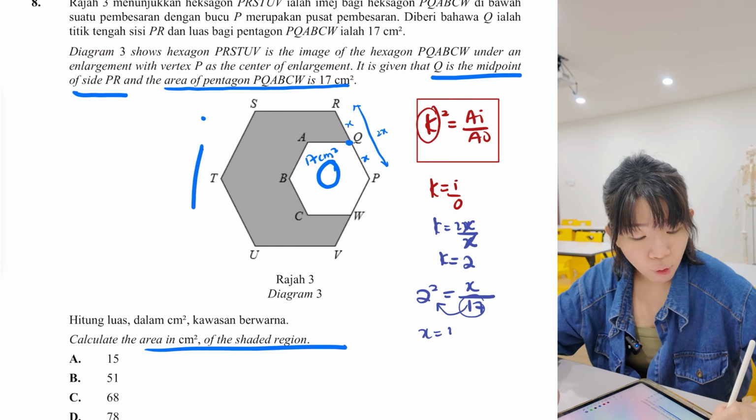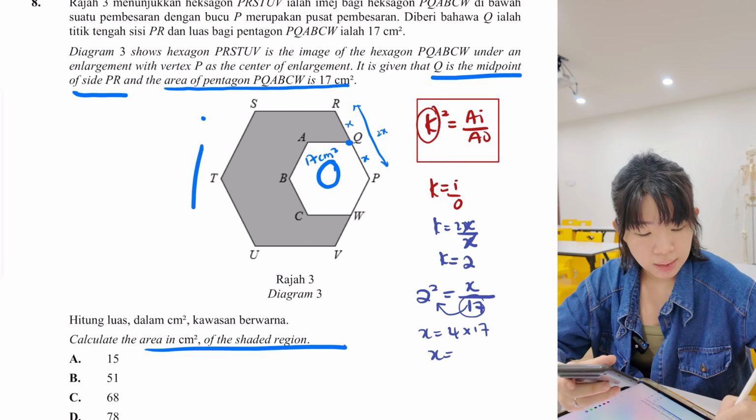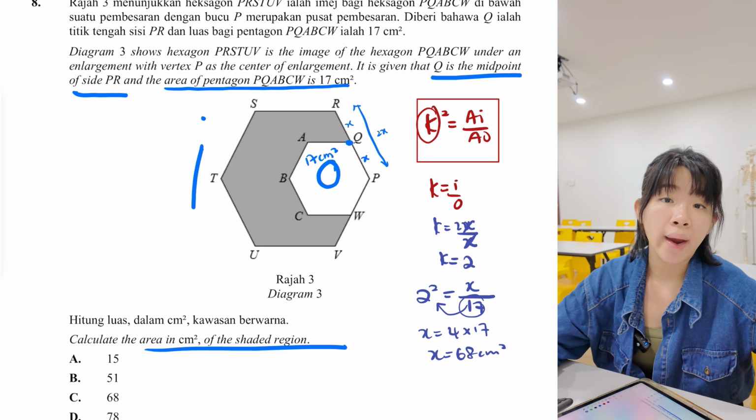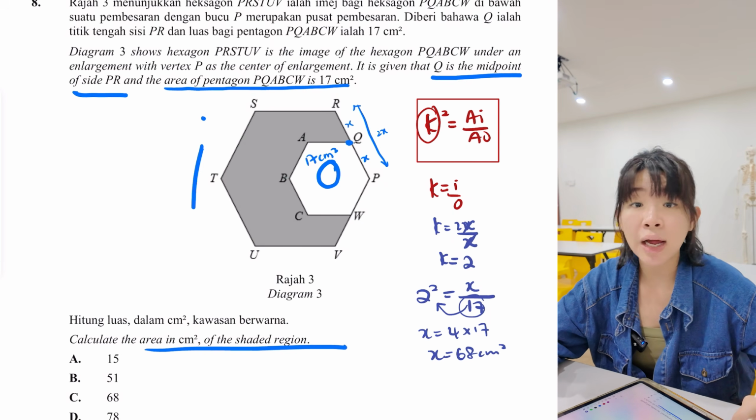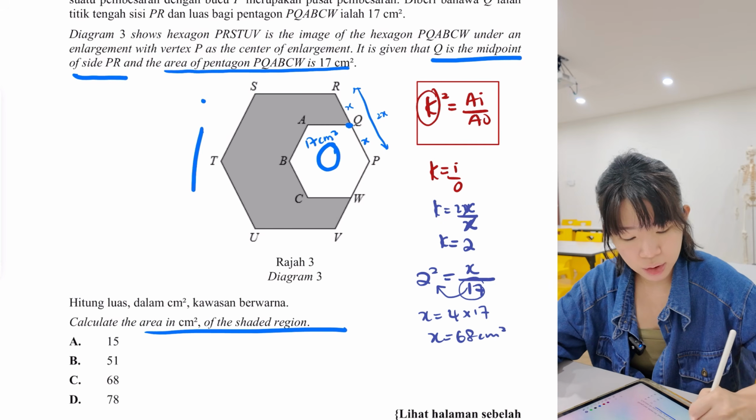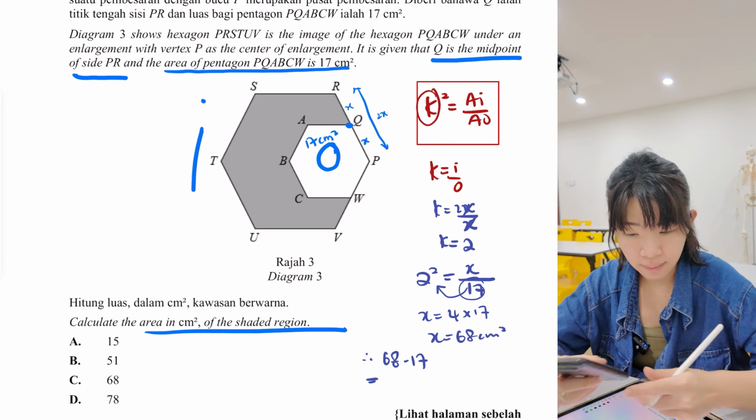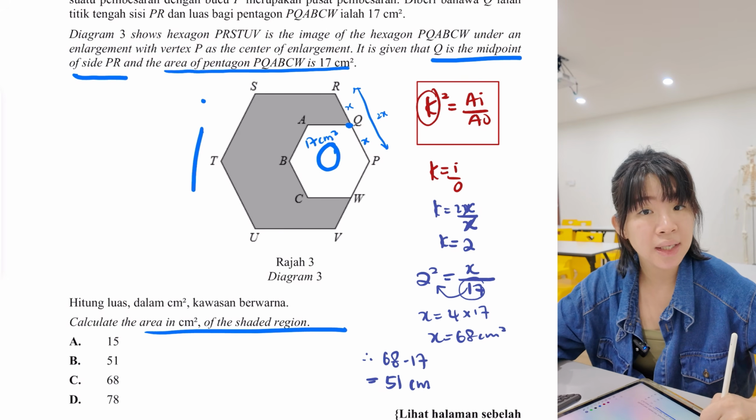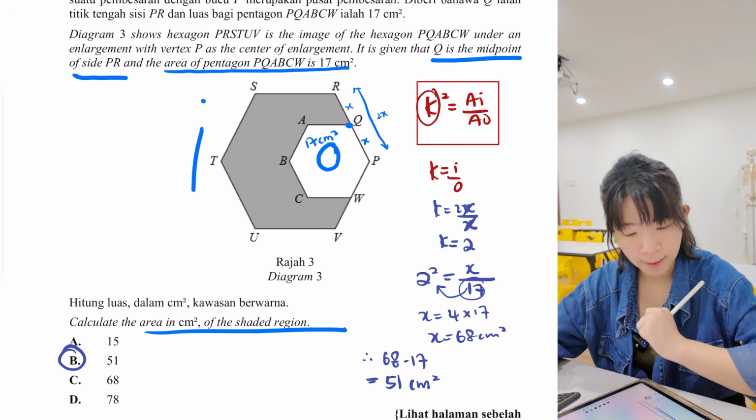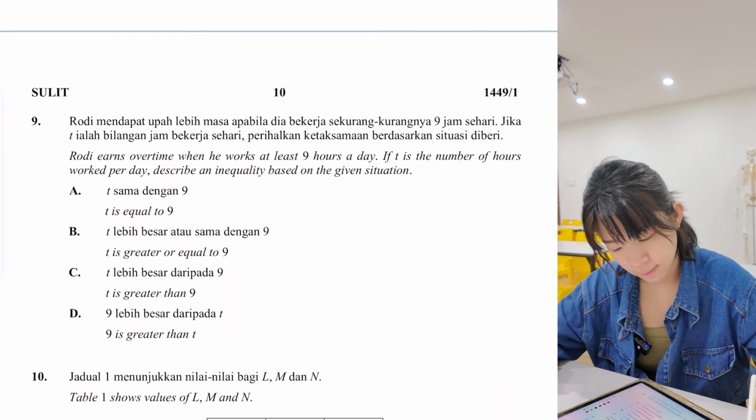So 2 square 4. 4 times 17 equals 68 cm square. Okay, so the whole thing, the big one is 68, but now I want the shaded region. So we just have to minus 68 minus 17. So we get 51 cm square. Alright, so now let's look at question number 9.